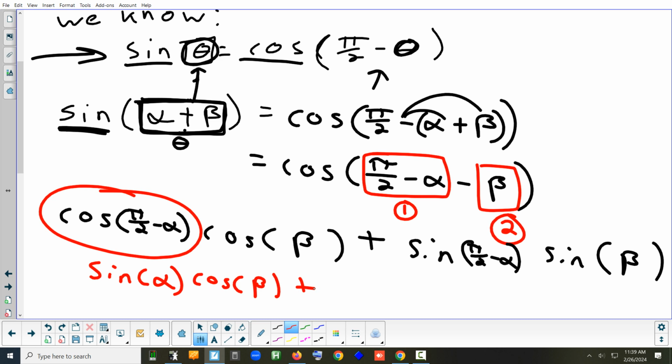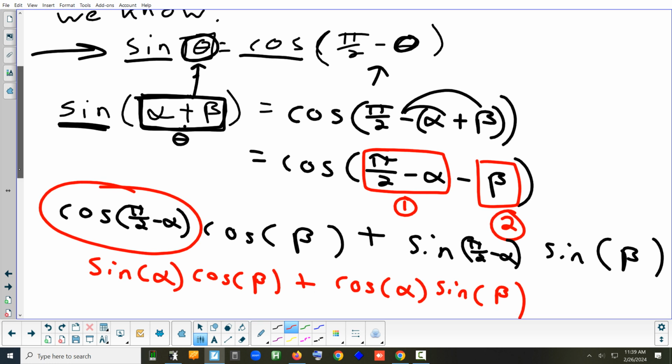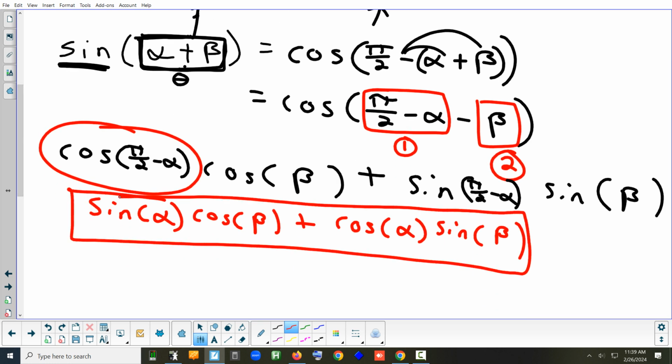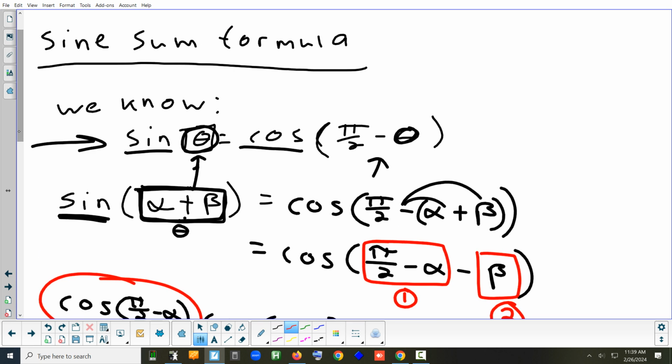Now, likewise, we have sine of 90 minus an angle. The sine of 90 minus something is the same as the what? The cofunction, which is? Cosine. And that is the formula for the sine of a sum.